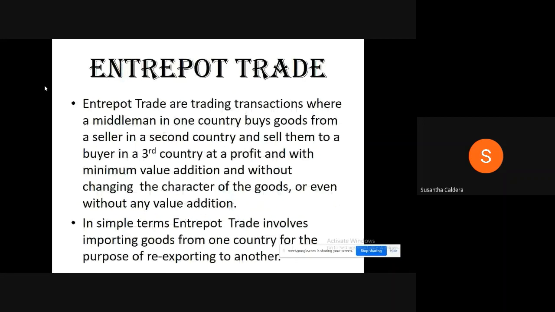To the other topic. Entrepot trade. Entrepot trade is a very, very important thing to countries like Sri Lanka, especially these days when we are having a shortage of foreign exchange in our country. I don't know why the government is not paying much attention to entrepot trade operations in Sri Lanka, where we can earn a lot of much needed foreign exchange for our country.